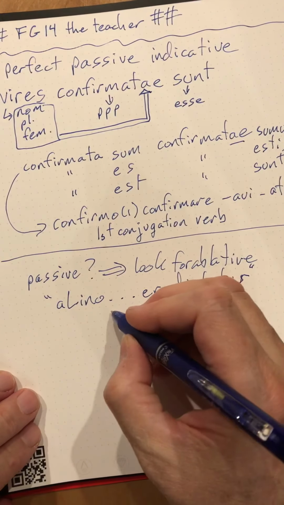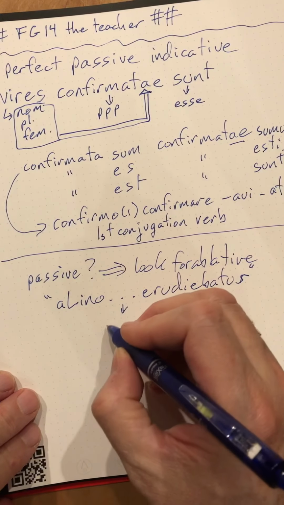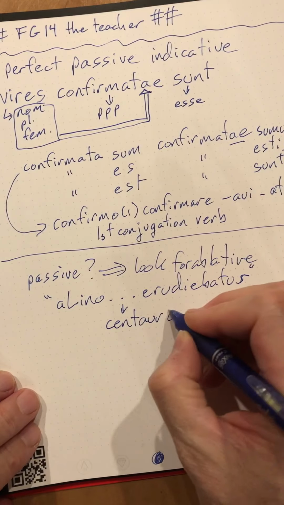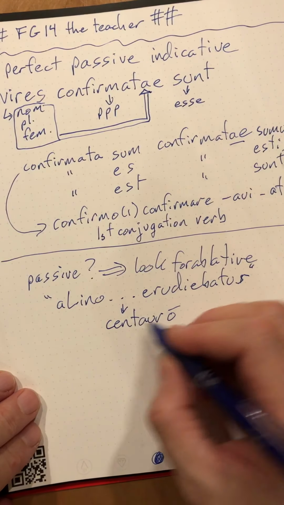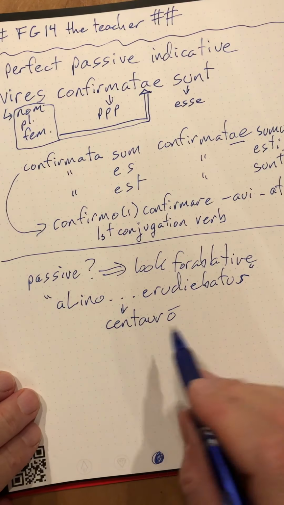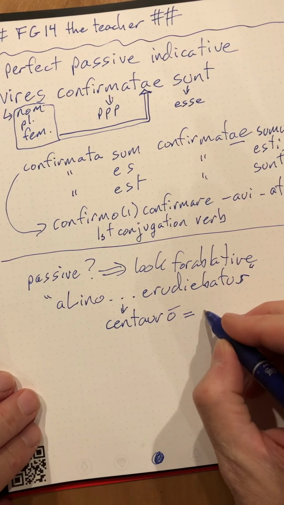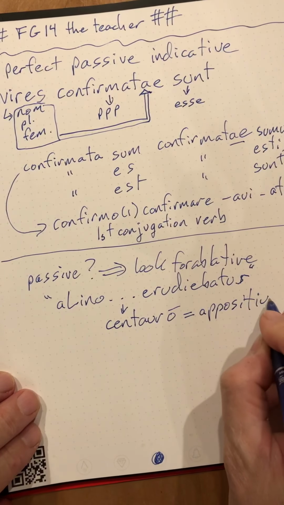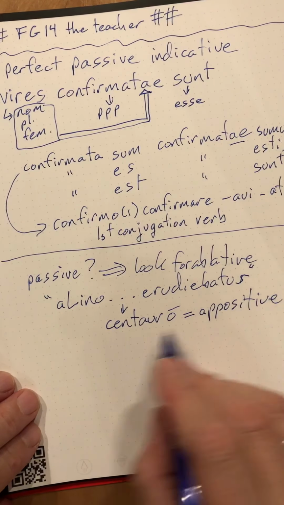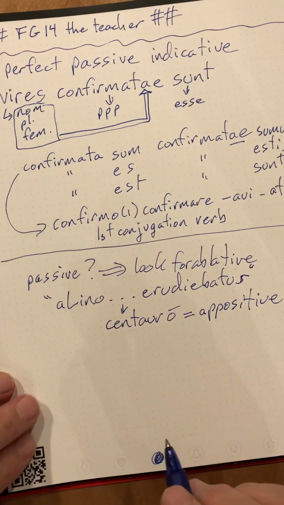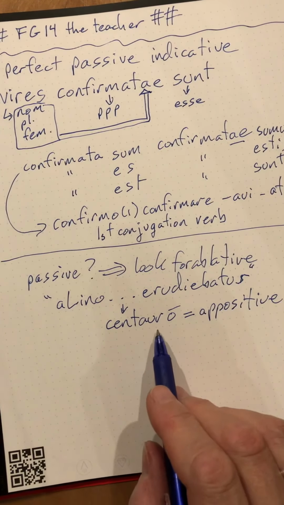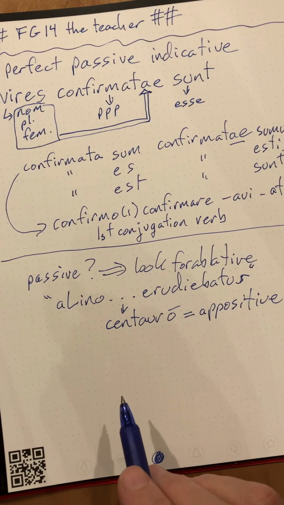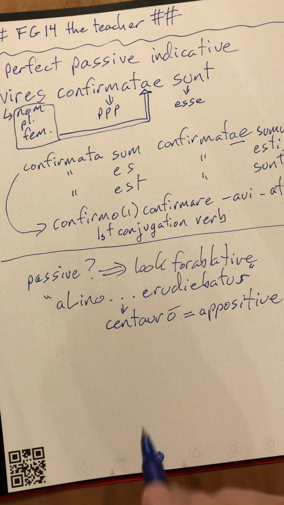Also, did you notice this? Lino centauro. We were just talking about this the other day. What is Linus? He is a centaur. This is an appositive. All right. Renaming the name of Linus just by putting it in the same case. Yep. All right. So I think I've got almost everything.